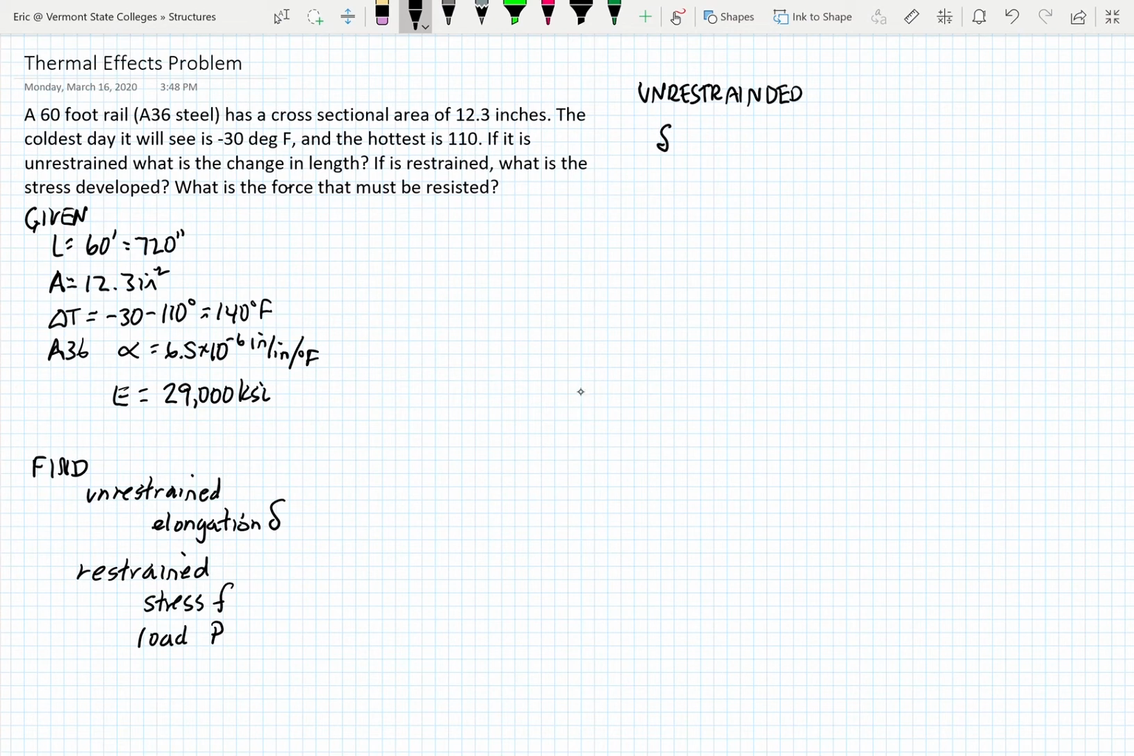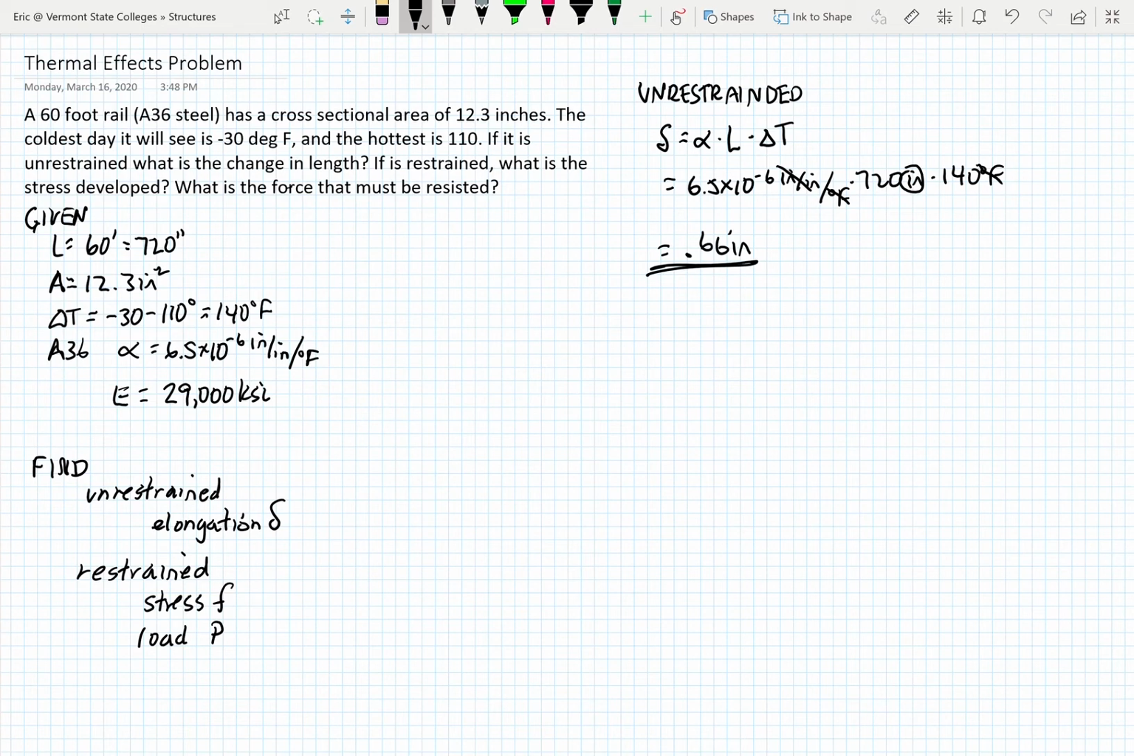And here we have the formula. The elongation is the coefficient of thermal expansion times the length times the change in temperature. The coefficient of thermal expansion, 6.5 times 10 to the minus 6. The length is 720 inches. And the change in temperature is 140 degrees F. Let's look at our units. Degrees F cancel out, inches per inch cancel out, and we're left with inches, what we want. And the answer is 0.66 inches.